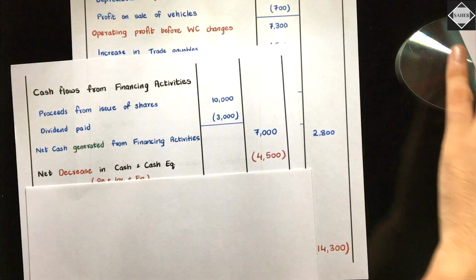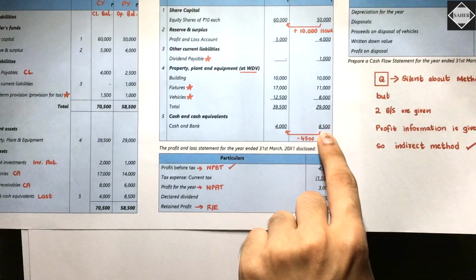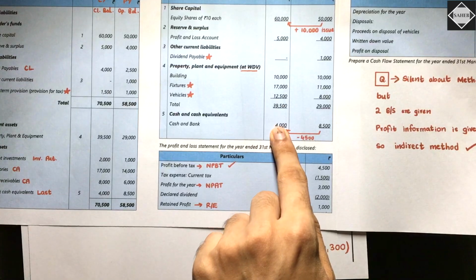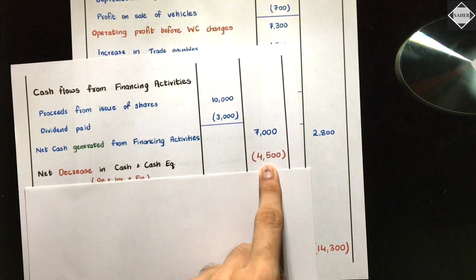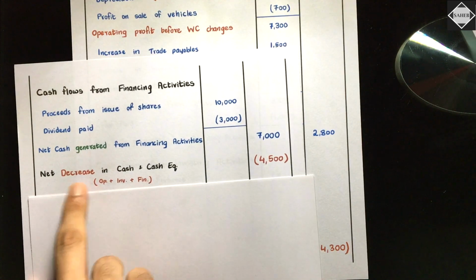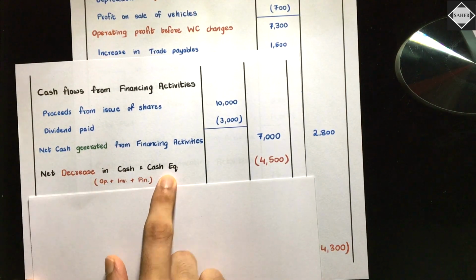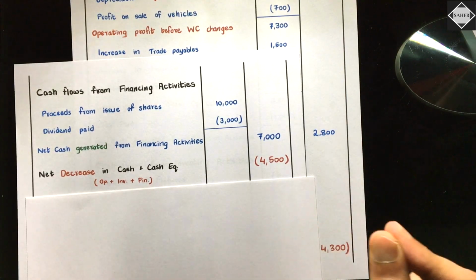I told you in the beginning only, in the balance sheet, the cash has decreased from 8,500 opening balance to 4,000. How much decrease has happened? 4,500. So see, our answer is right. 4,500 decrease has happened. Is it clear? Net decrease, you will call this, in cash and cash equivalents. How have we found this out? Operating plus investing plus financing. We'll just make a sum of that.